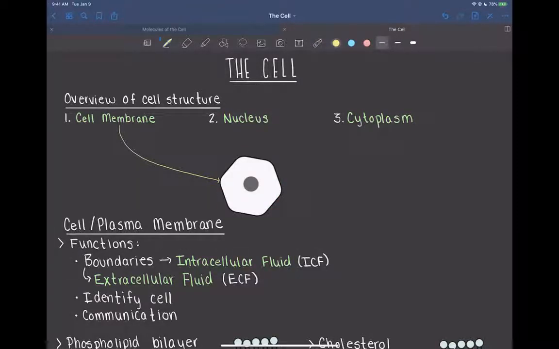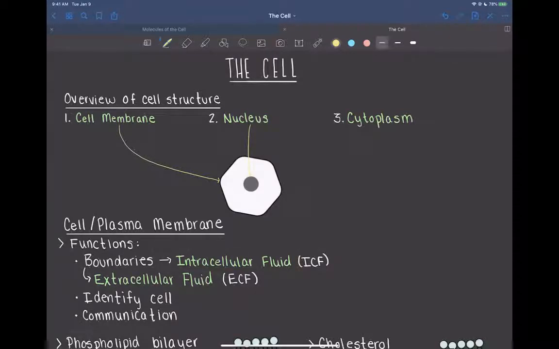And then the nucleus of the cell is going to be in the center. Or actually, it doesn't necessarily have to be in the center, just on this cell. And that's going to contain the DNA. So most, not necessarily all cells, but most have a nucleus. Some even have more than one nucleus.